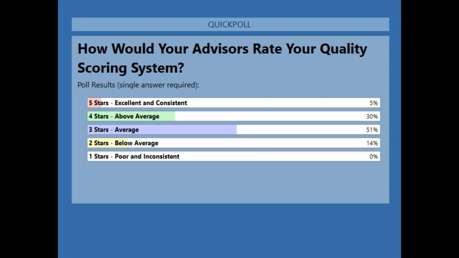Well, I will share the results. This is from 120 people. 51% say 3 stars average, 30% say 4 stars above average. Then it goes to 2 stars with 14%, 5 stars 5%, and nobody is saying 1 star, poor and inconsistent. So I think both of you were right to put your bets on where it was.